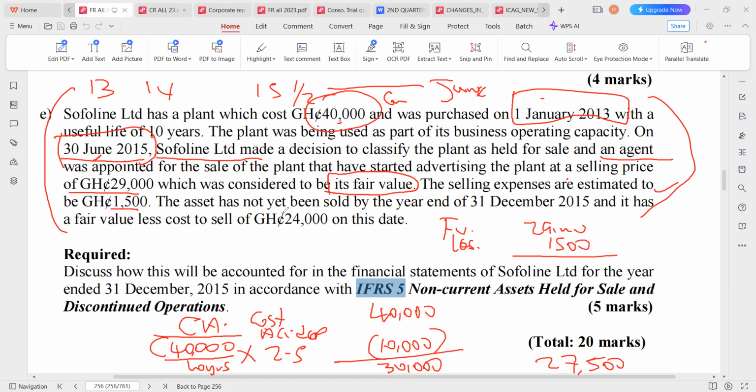Now we are done. So here, what do you do? They say if the fair value less cost to sell is lower, what do you do? Sir, please, you record 27,500 as non-current assets. Then the difference between the 27,500 and the 30,000 would be sent to P&L as impairment.